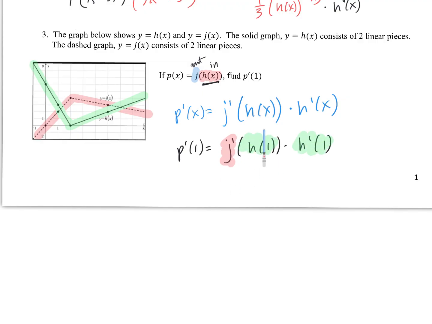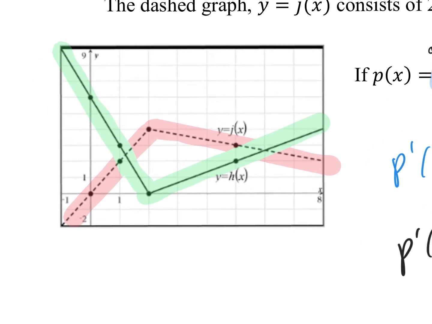So how the heck am I going to analyze this? What do you think I need to find first? h of 1. Let's go find h of 1. Is h of 1 a point or a slope? h of 1 is equal to point. h of 1, h is my green graph. Did your graph come out okay? Not really. I'm sorry. h of 1, look at my graph. This came out terribly. So, 3?